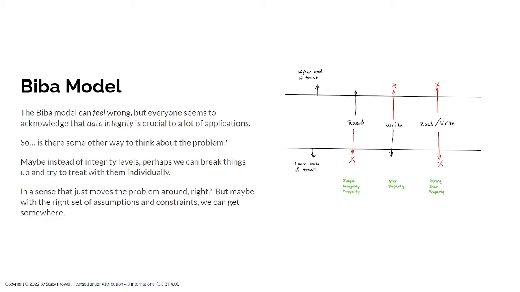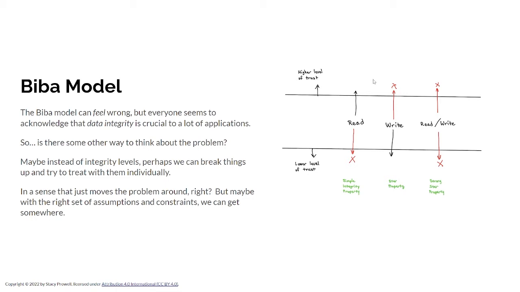So remember the Biba model. The Biba model can feel wrong because you read up. That's the thing that seems to perturb most people, is this line right here. If I'm at this level, I can read stuff at this higher level, and that seems to feel strange to me.